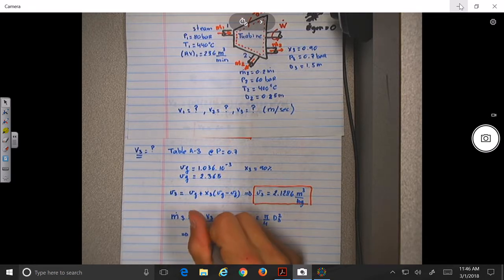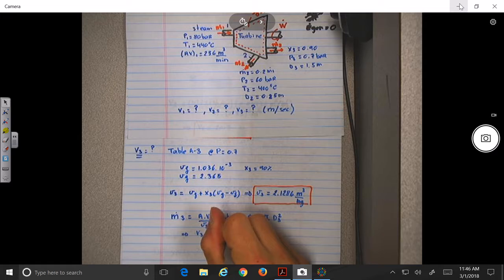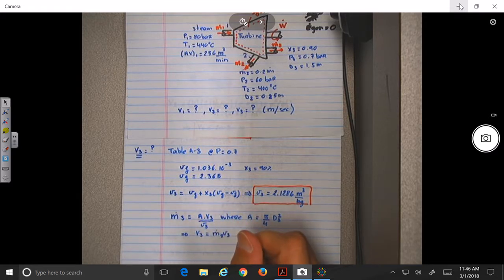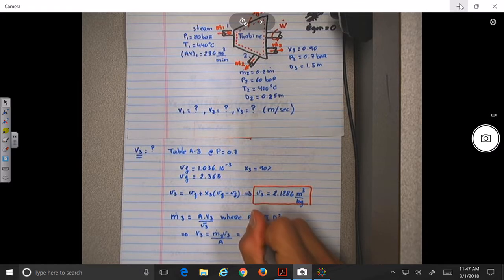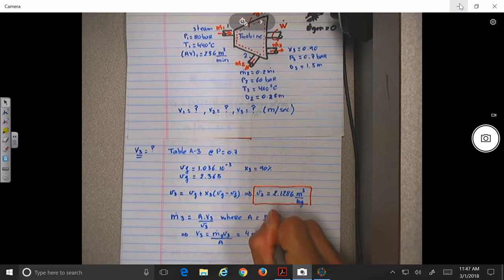V3 will be equal to m dot m3 V3 divided by A, so that gives you 4 m3 V3 divided by pi d3 squared.